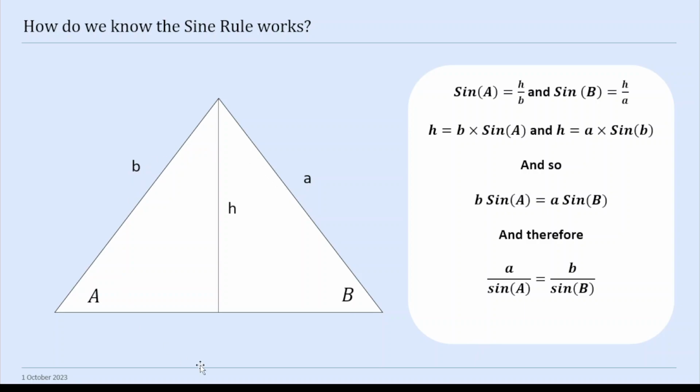So you've got a triangle like this. Sine A is h over b, and sine B is h over a. So h equals b times sine A, just multiplying both sides here by b, and then multiply both sides here by a. h equals a sine B. So we make those equal because they're both equal to h. b sine A equals a sine B, and then we divide both sides by sine A and sine B, and we get a over sine A equals b over sine B. We can also take the reciprocal of this: sine A over a equals sine B over b.